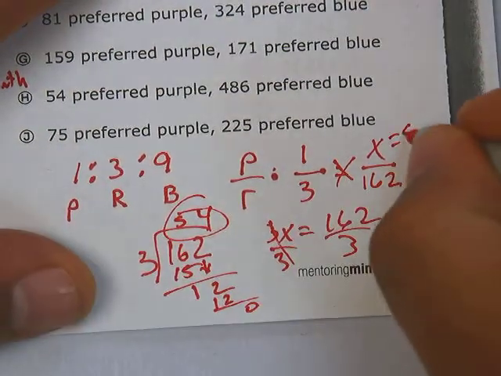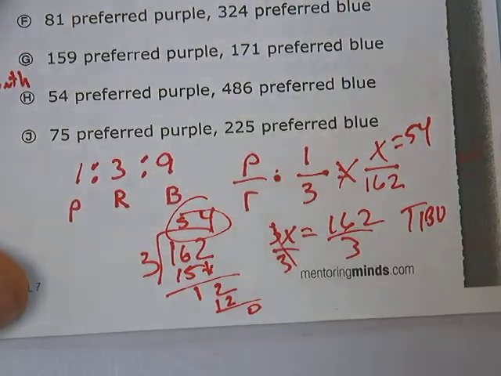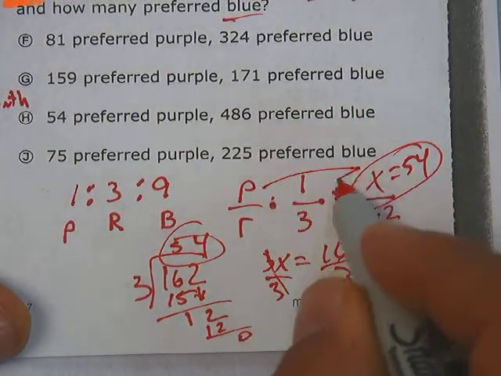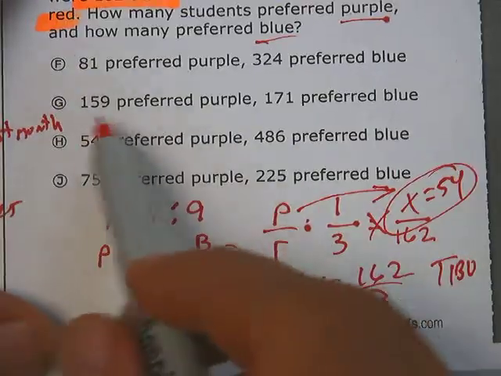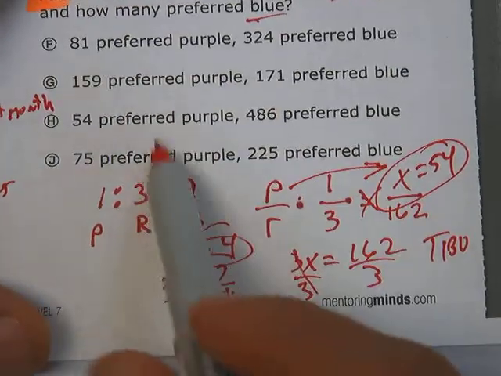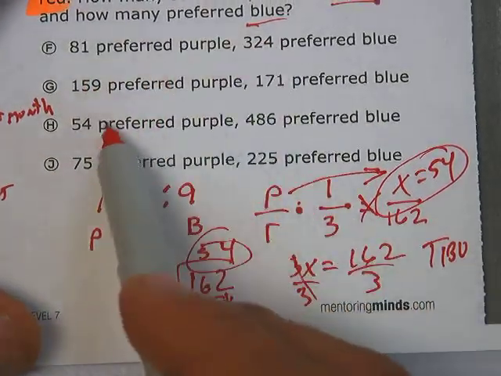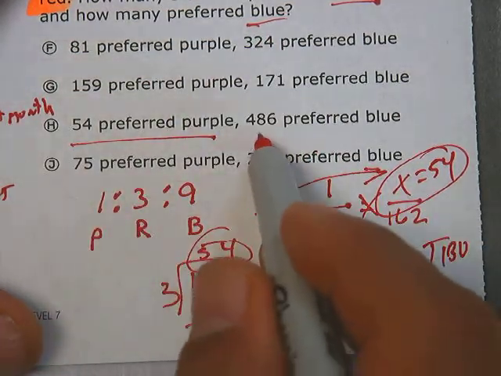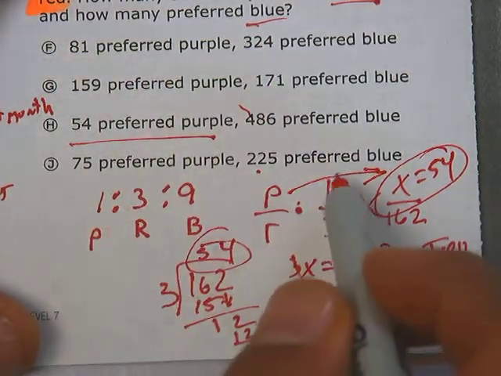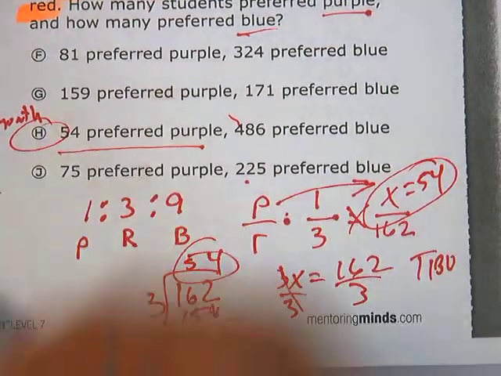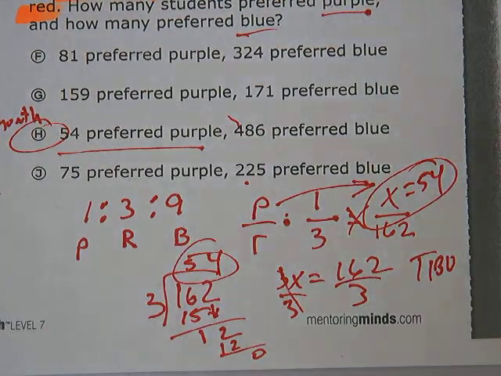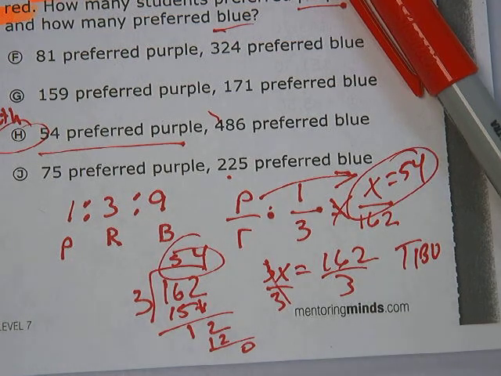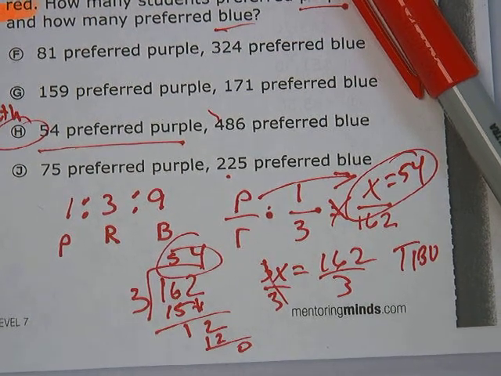Cross multiply: 3x equals 162. We divide by 3, so I use the T-bow. Top in, bottom out. 3 goes into 16 5 times. 5 times 3 is 15. 6 minus 5 is 1. Bring the 2 down. 3 goes into 12 4 times. So that's 54, so x equals 54. But what does that mean? That means there are 54 purples.